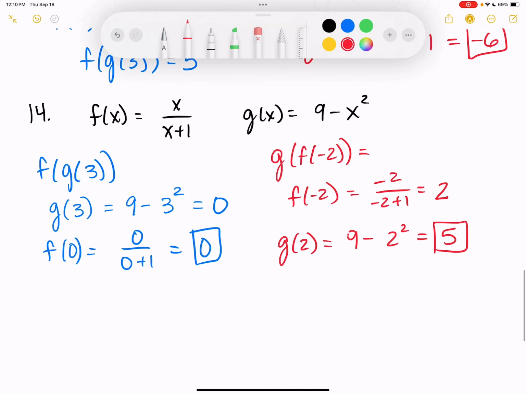All right, so we'll do composite functions and then basically decomposite functions tomorrow, and then we'll be done with this section.